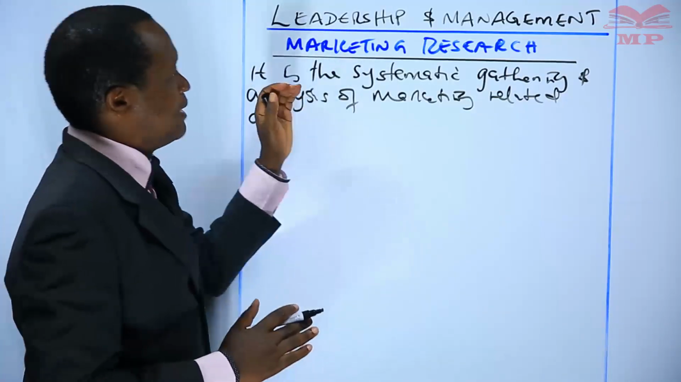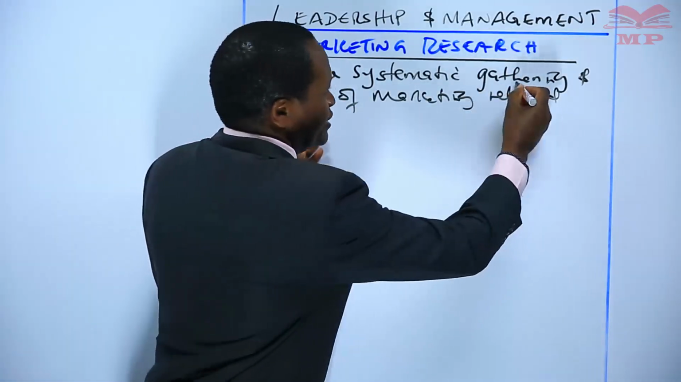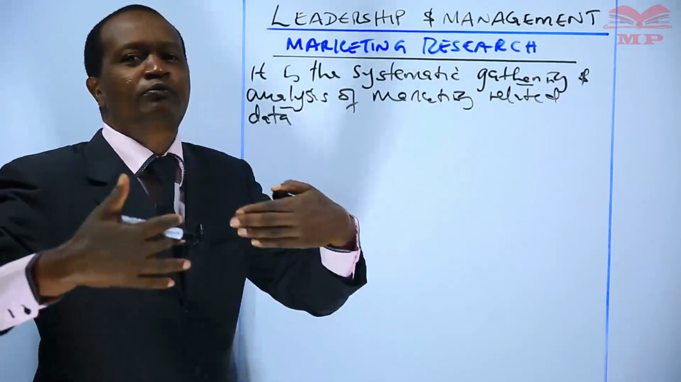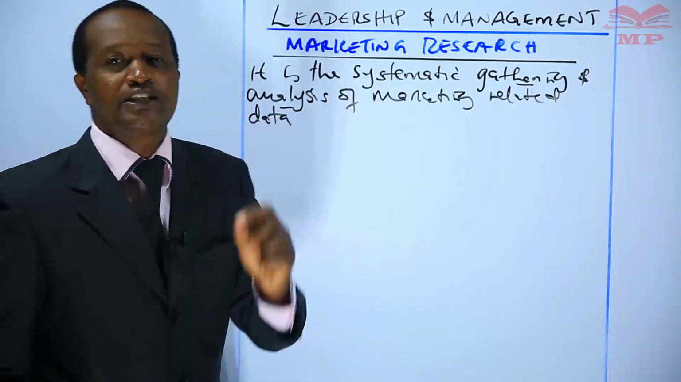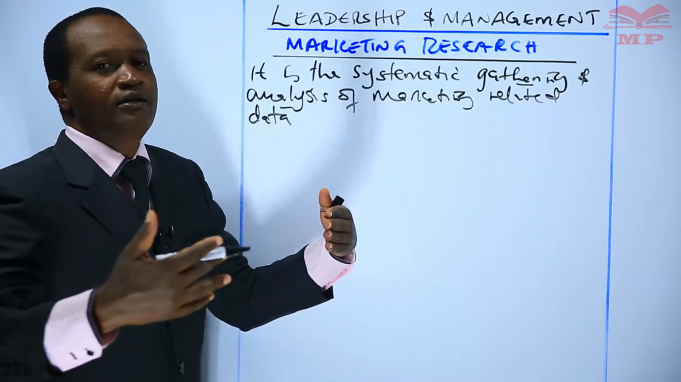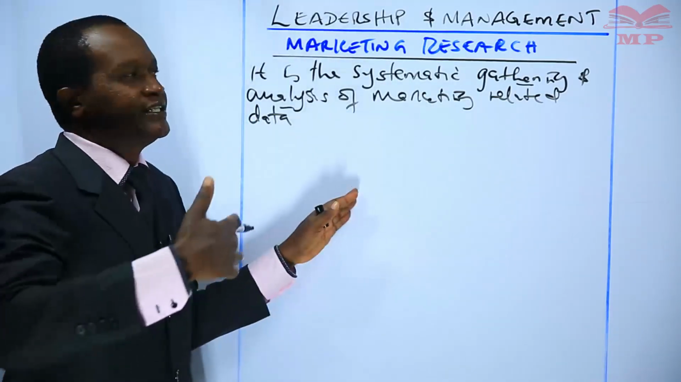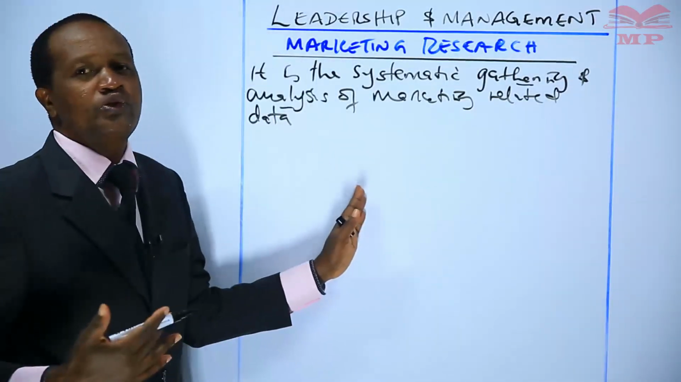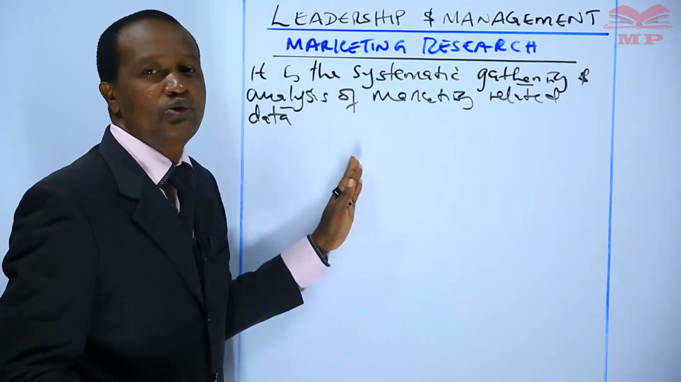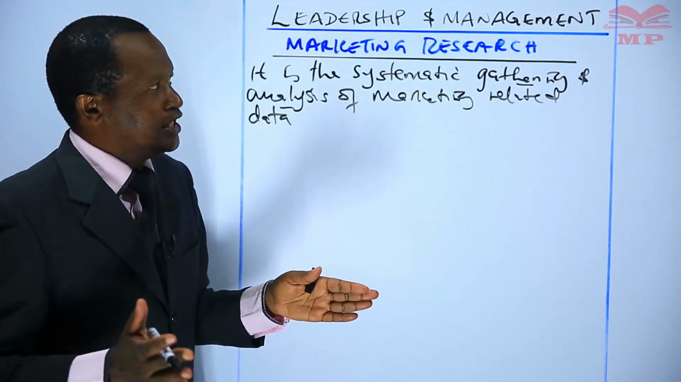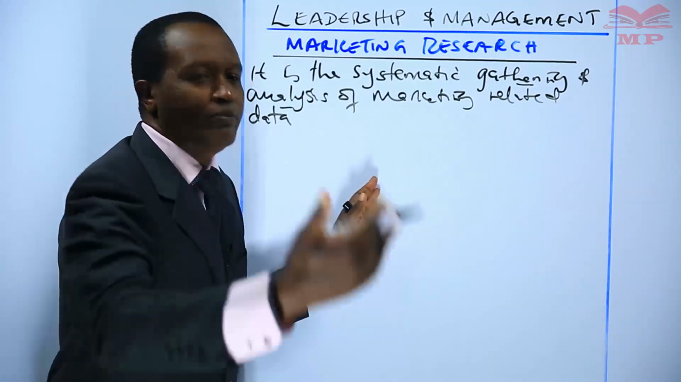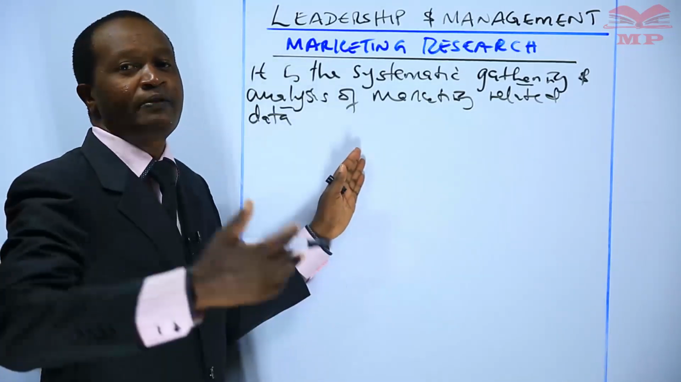I repeat, marketing research is the systematic gathering and analysis of marketing data for the purposes of producing information that can be used in decision making. And it involves following a systematic sequence of steps that will produce reliable and valid information. And through analysis and interpretation, the data is then transformed into information that is suitable for decision-making purposes by the managers.